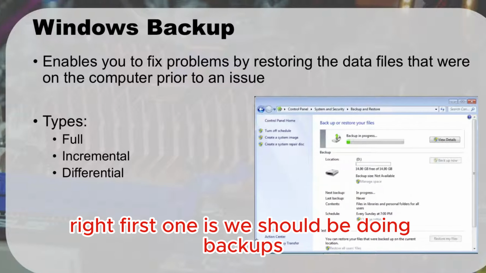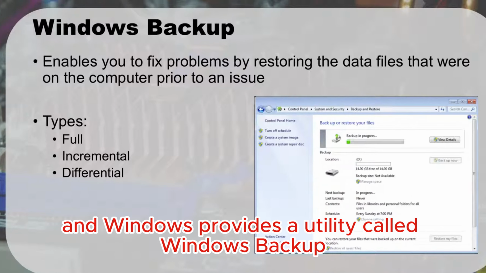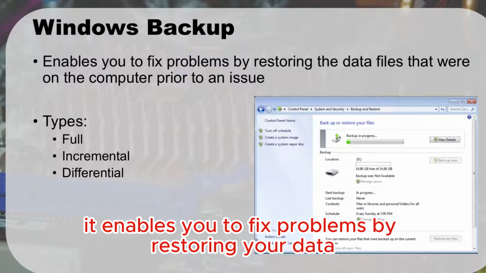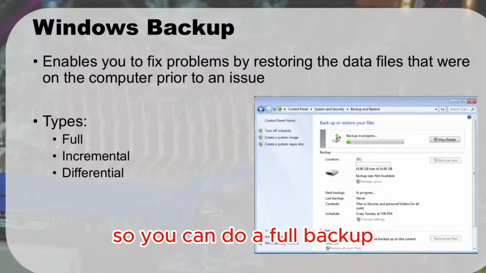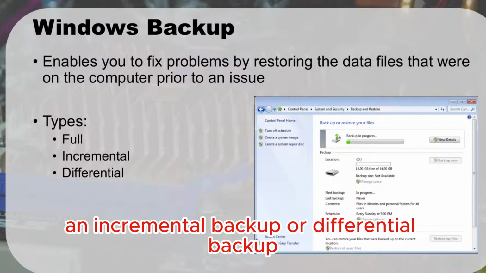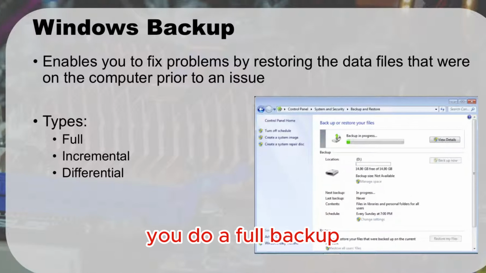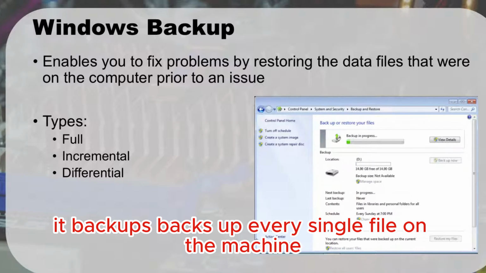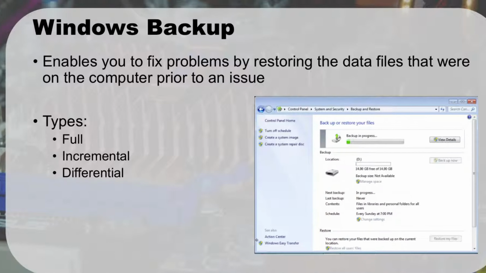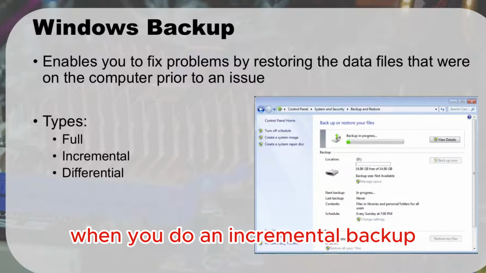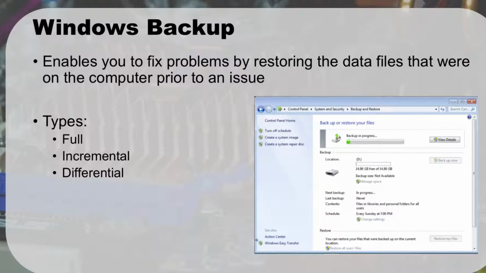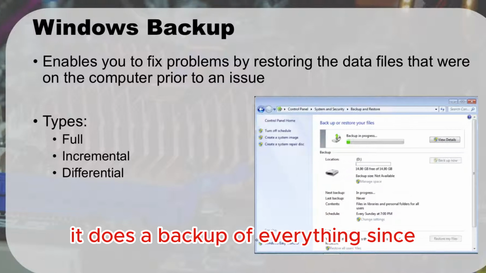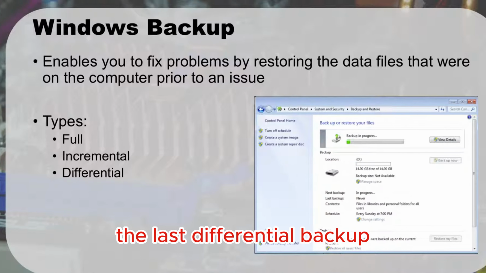First one is we should be doing backups. And Windows provides a utility called Windows Backup. It enables you to fix problems by restoring your data files that were on the computer prior to an issue. So you can do a full backup, an incremental backup, or a differential backup. When you do a full backup, it backs up every single file on the machine. When you do an incremental backup, it backs up everything since the last full backup. And when you do a differential backup, it does a backup of everything since the last differential backup.